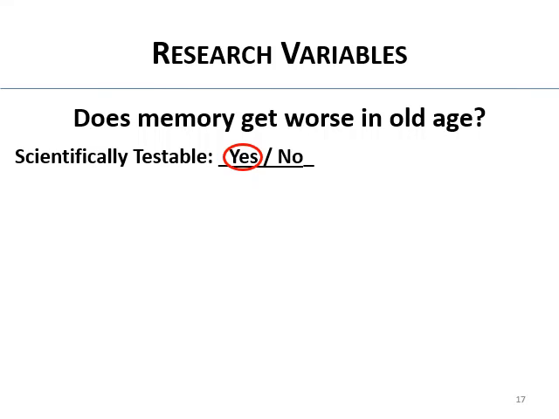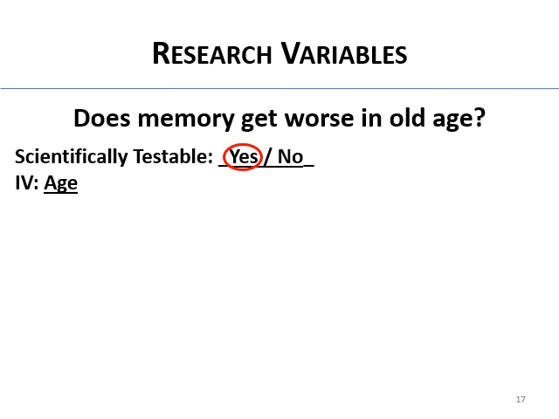What's the IV? Well, the IV is the thing that we think affects the other. We think that memory differs as a function of old age. So old age is our independent variable. Okay, age, whatever, you get the drift.